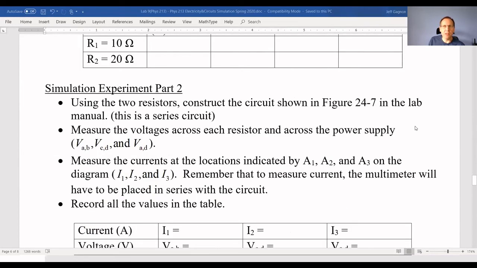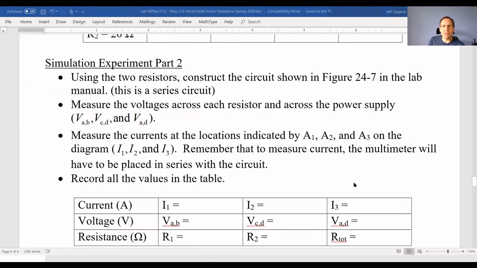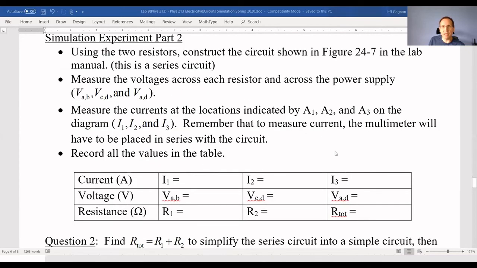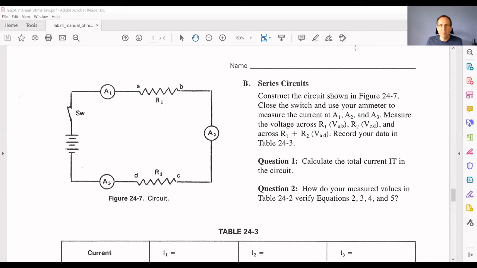Part two is you're going to construct a series circuit, and it's the circuit shown in your lab manual. So I'm going to actually post a PDF of that experiment from your lab manual, so you'll have these two pictures, but you only need these two figures really. So actually, let me show you that right now. Okay, so this is the series circuit that you want to construct here.